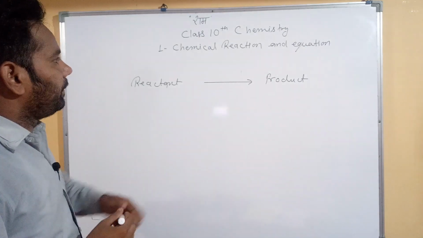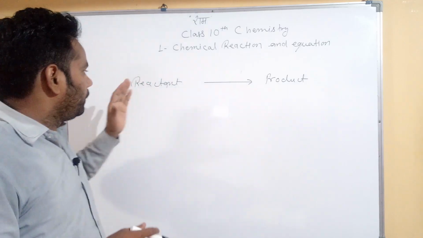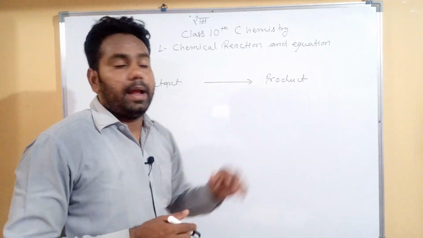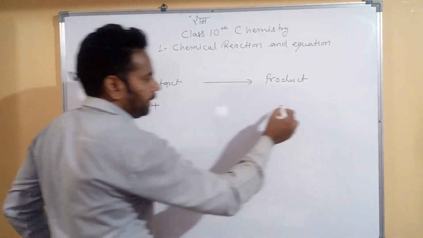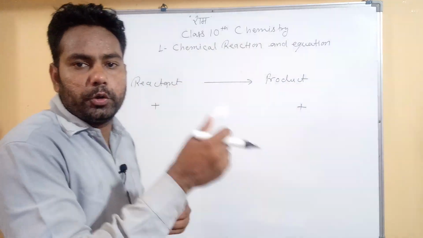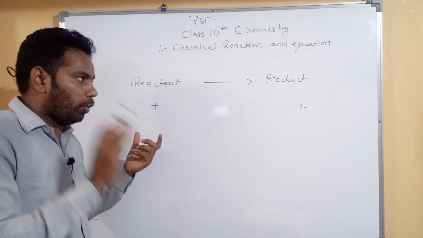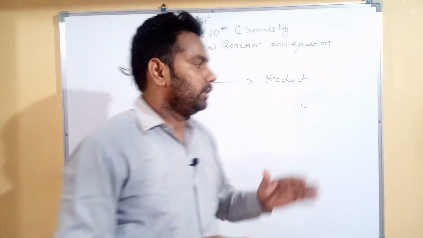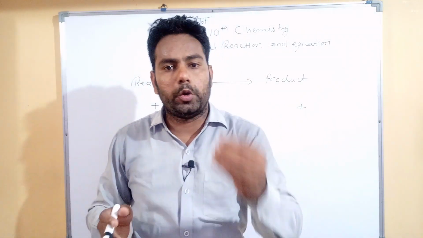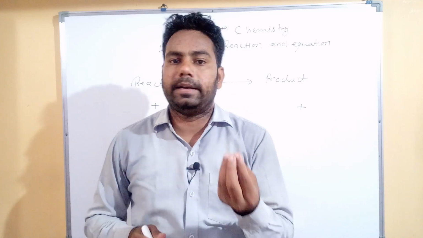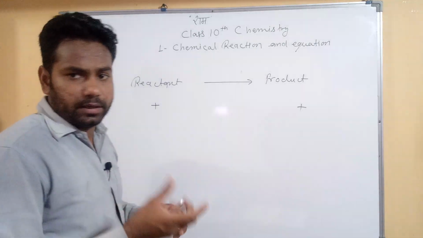In a chemical equation, we use one arrow to separate the reactant and the product. On both the reactant side and the product side, we use the plus operator to separate two different molecules or compounds. Okay, so how do we write a chemical reaction?